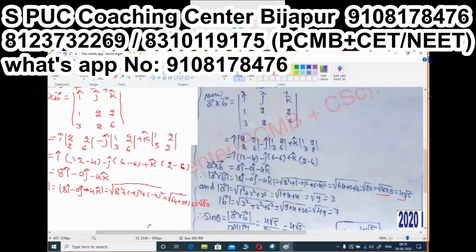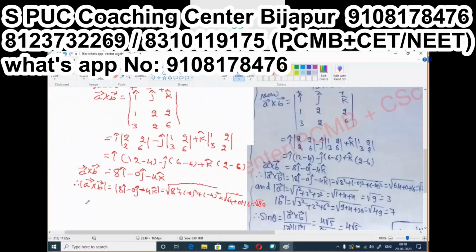So I am going to write it here. Therefore, once again I will put that a cross b, that is a vector cross b vector modulus, as you got it, root 80. Root 80 can be written as 16 into 5. So then it is root 16, that is 4, you are going to get 4 root 5. So you obtained the modulus of a vector cross b vector as 4 root 5.